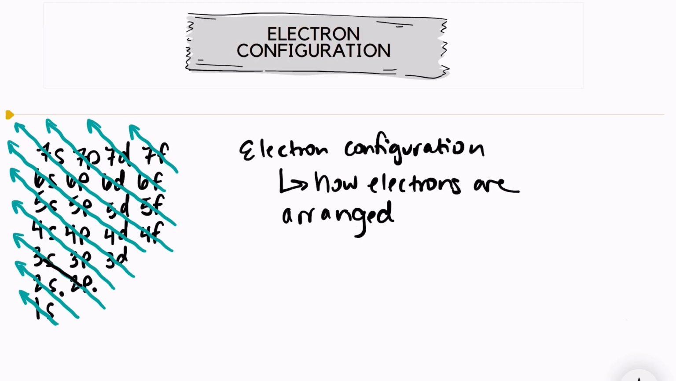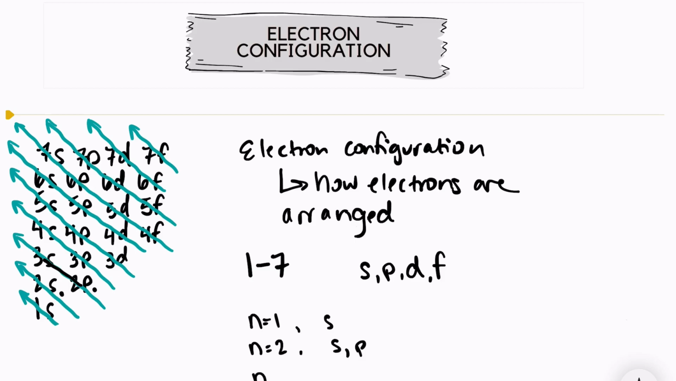sublevel. So remember, we have energy levels 1 through 7. And we have sublevels S, P, D, and F. And the energy level is equal to the number of sublevels that we have. So for energy level 1, there's one sublevel, S. For energy level 2, there's two sublevels, S and P. For energy level 3, there's three sublevels, S, P, D, and so on and so forth.